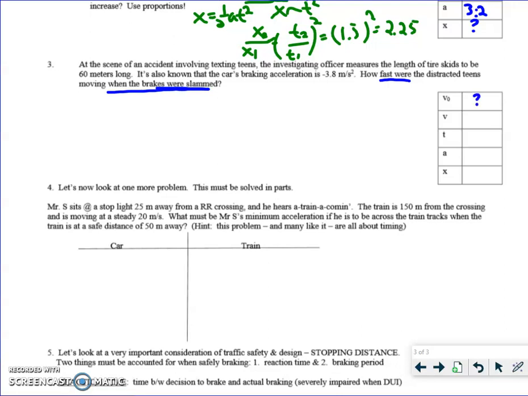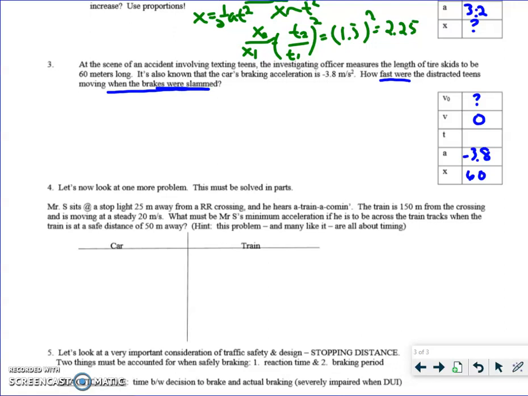All right, we need 3 pieces of information. So I go through here, they measure the length of the tire skids to be 60, so x or delta x is 60. Okay, it's known the car's braking acceleration, that's explicit, 3.8. And how fast when the brakes were slammed? Oh, we don't seem to have a third piece of information. We have 0 information about time. Do we know anything about the final speed? Yeah, generally when you slam on the brakes and your skid marks are 60 meters long, that assumes you come to a stop. So our final speed is 0.